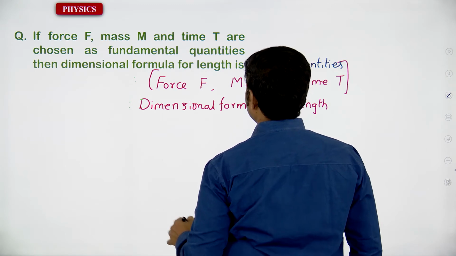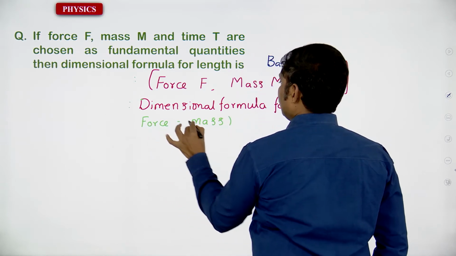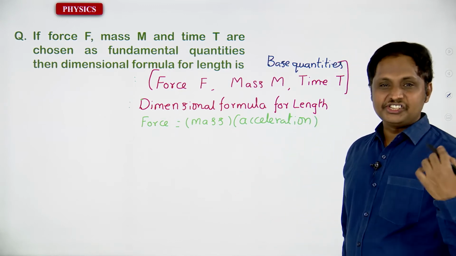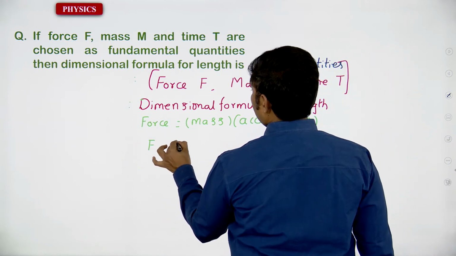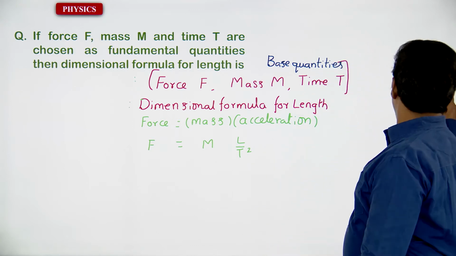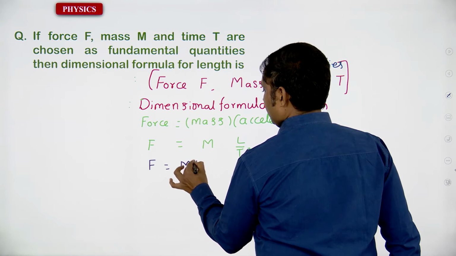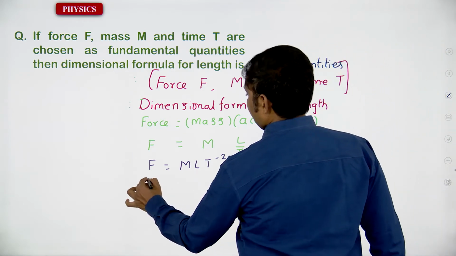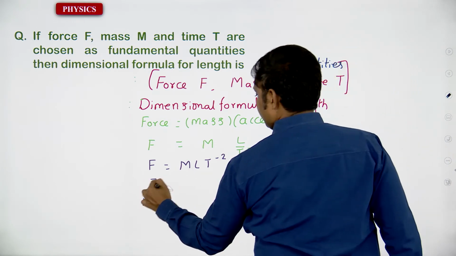We know that force is equal to mass into acceleration. This is the general relation. Force is F, mass is M, and acceleration is L by T square. So F is equal to M L T minus 2. If you want to get the dimensional formula for length, take F by M, if you write down this one.